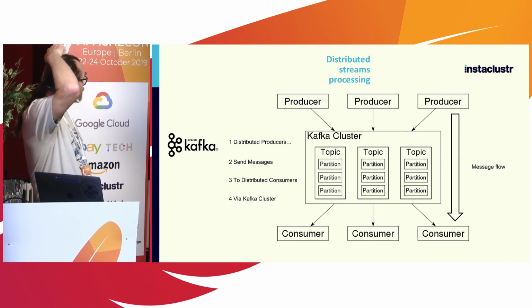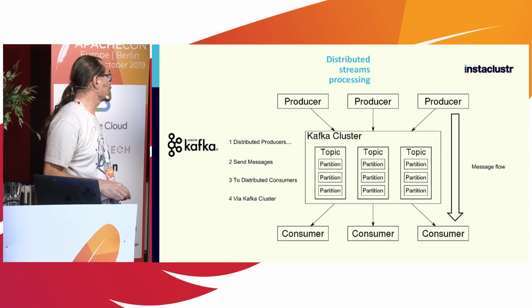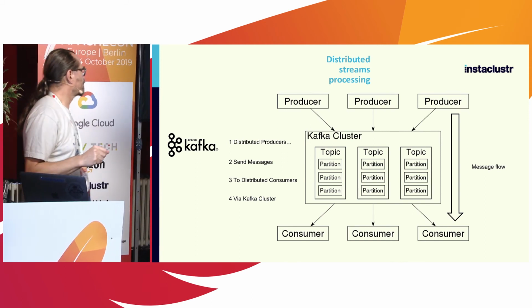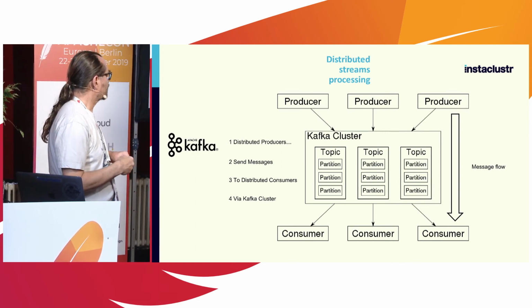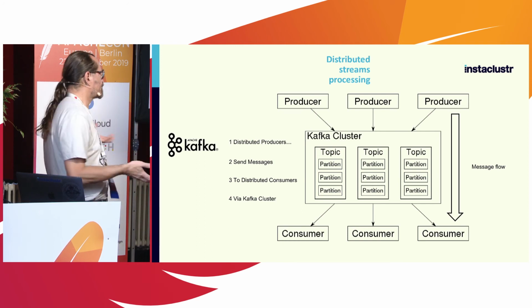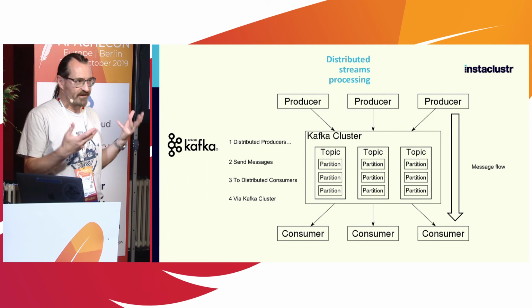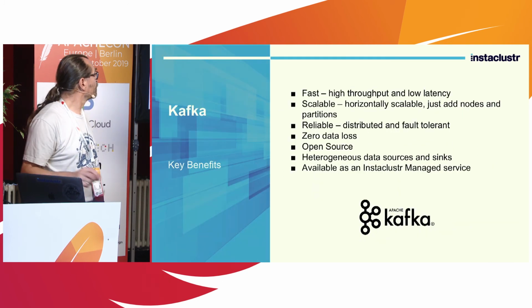So Kafka is a distributed streams processing system which enables distributed producers to send messages to distributed consumers via a Kafka cluster. So at that level, it's pretty simple, isn't it? It doesn't actually do anything itself. It's just a way of delivering messages to where you want them to go.